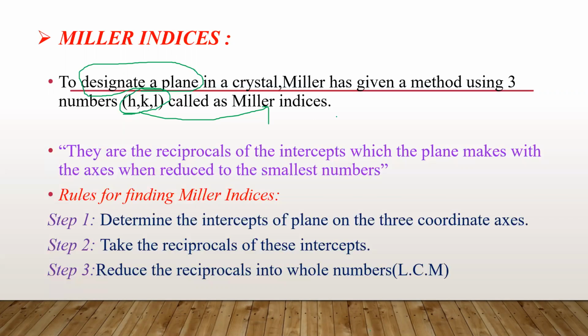How are they defined? One of the most prominent definitions I have put for you here: they are the reciprocals of the intercepts which the plane makes with the axes, here the axes meaning x, y and z, when reduced to the smallest numbers. If you consider a plane which you want to designate, you take that plane and calculate the intercepts first, and then you take the reciprocals of the intercepts.